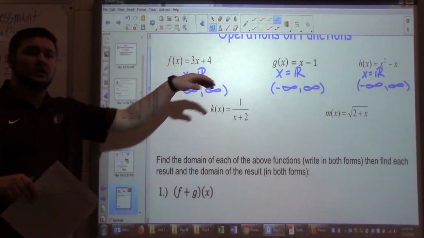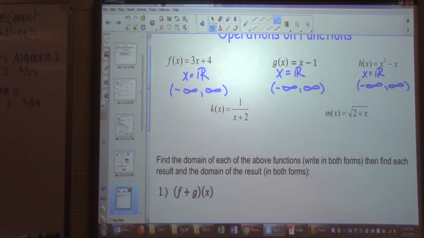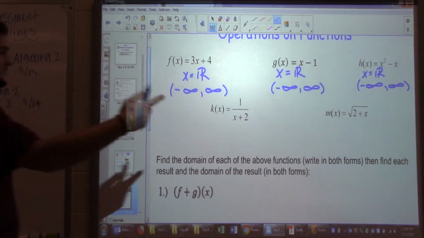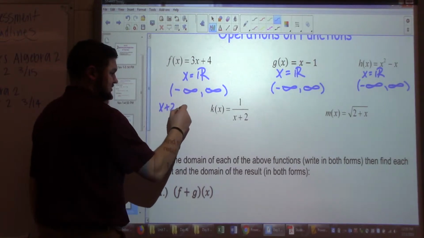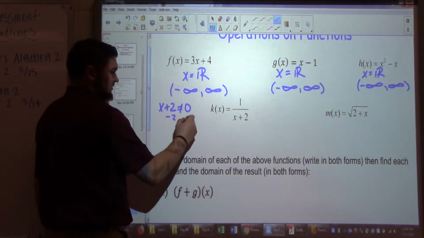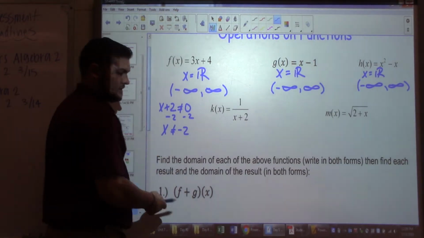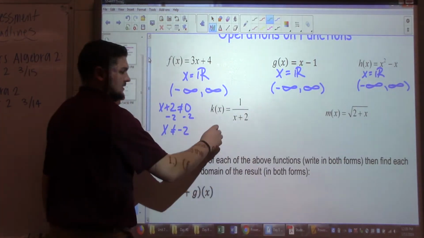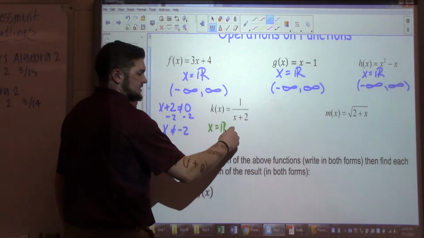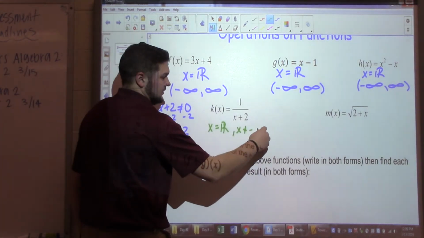Alright, k of x, I have 1 over x plus 2. I have a denominator, so I'm going to set my denominator not equal to 0. X plus 2 cannot equal 0. Minus 2, x cannot equal negative 2. So, my domain then. X is in the real number set. X cannot equal negative 2.